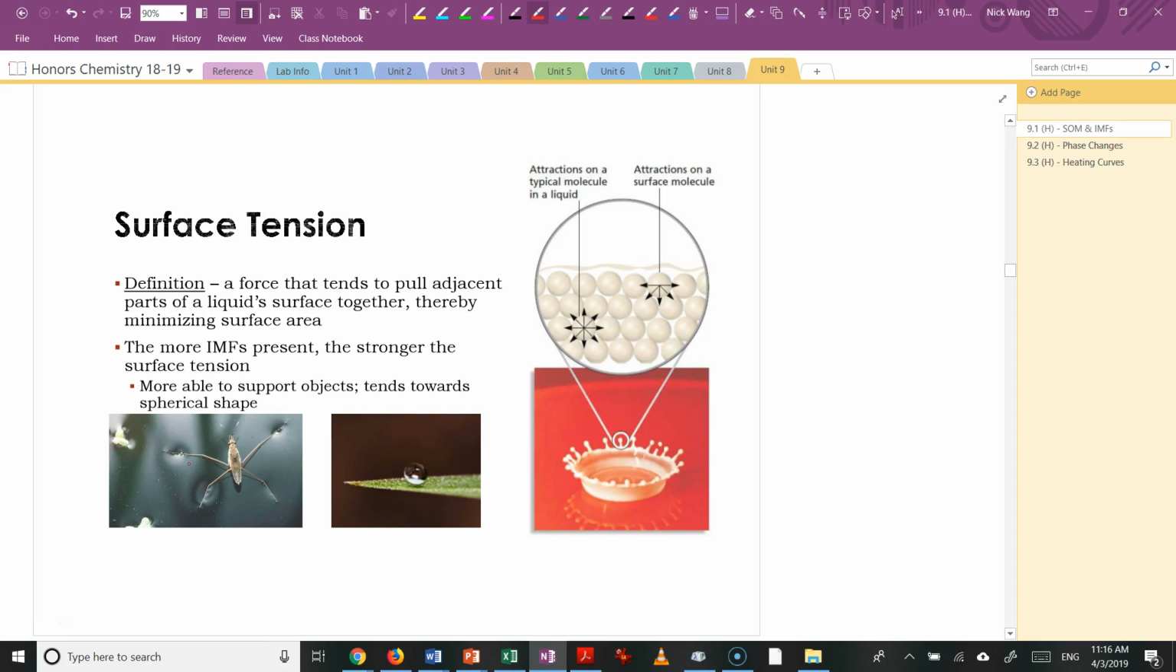The more intermolecular forces that are present, the more intermolecular forces that are possible, the stronger the surface tension. And this is something we'll talk about some more in greater detail.